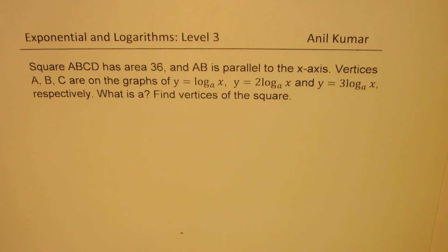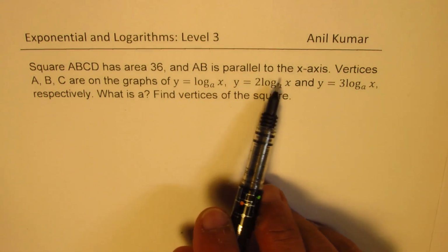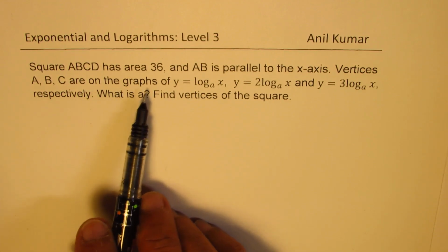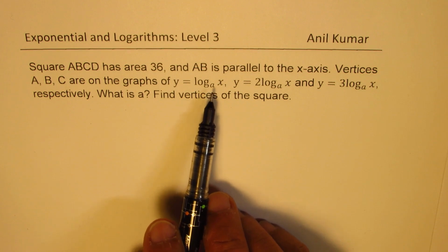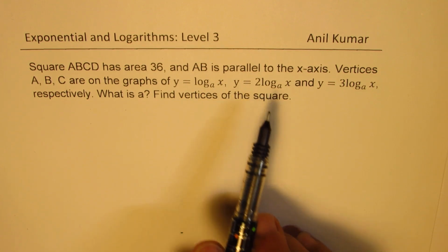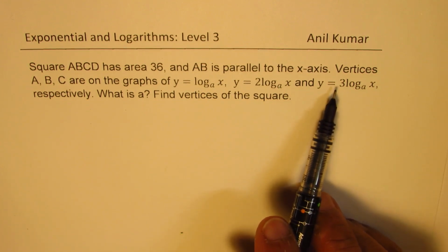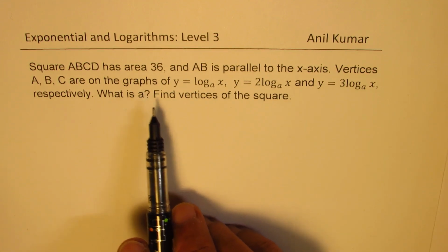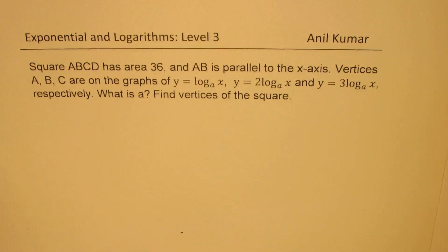The question here is, square ABCD has area 36 and AB is parallel to the x-axis. Vertices A, B, C are on the graph of y equals log to the base a of x, y equals 2 log to the base a of x, and y equals 3 log to the base a of x, respectively. What is a? Find the vertices of the square. You can always pause the video, answer the question, and then look into my suggestions. Let's tackle the problem one by one.